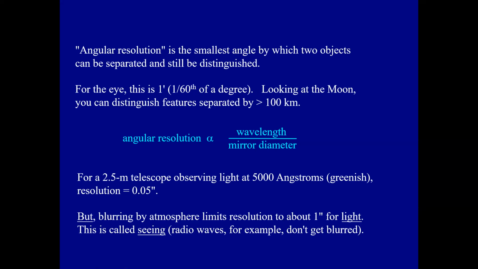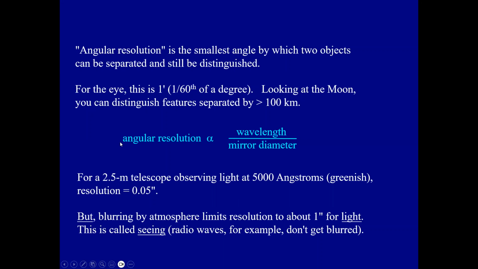Putting that into perspective, our moon is about 30 arc minutes wide, so that's half a degree wide. That means with a telescope like this, observing in this wavelength, you can identify very fine details on the moon, right?